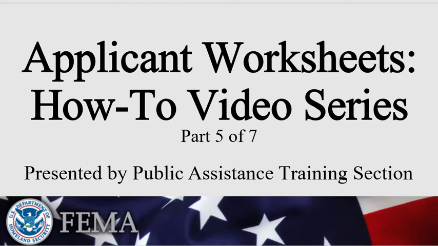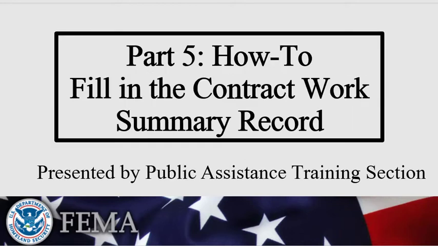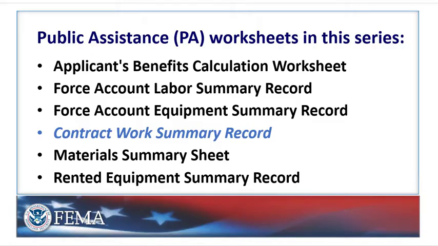In this series of 7 videos, we explain where and how to obtain FEMA Public Assistance Applicant Worksheets, as well as how to record information accurately on 6 specific worksheets. This is part 5 of the series. In this video, we demonstrate how to fill in the Contract Work Summary Record. The Contract Work Summary Record provides information about eligible work performed by an applicant using contracted resources.